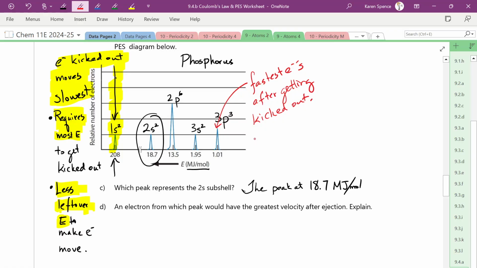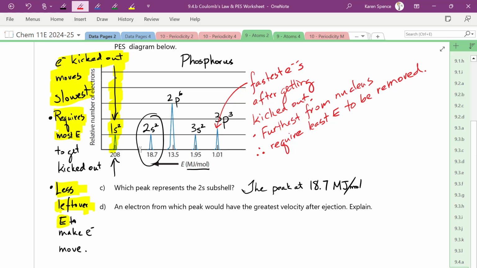They're furthest from the nucleus. Therefore, they require the least energy to be removed. And if they require the least energy to be removed, they will have the most leftover energy to make the electron move.